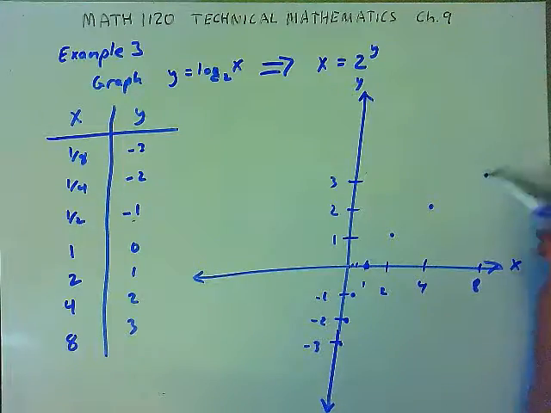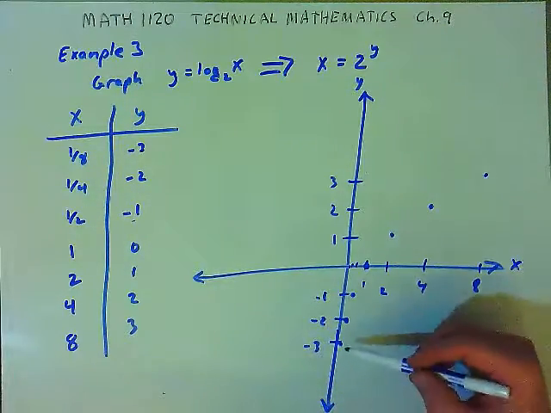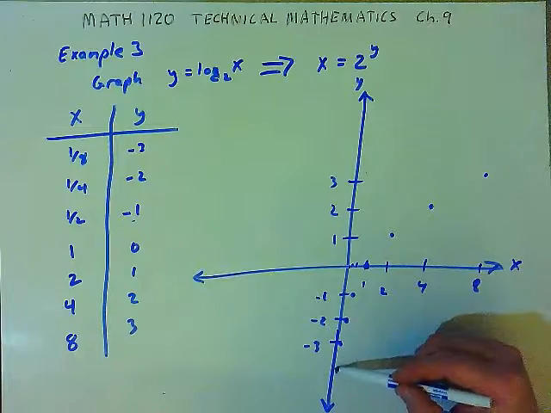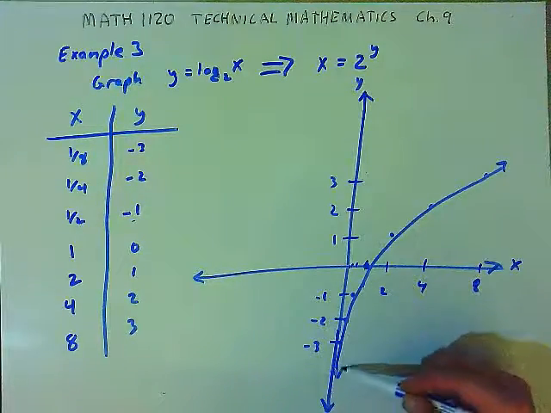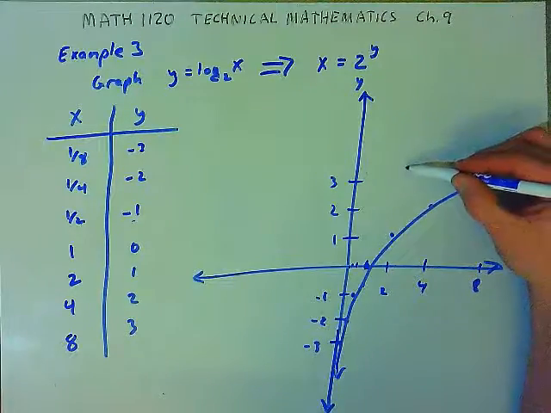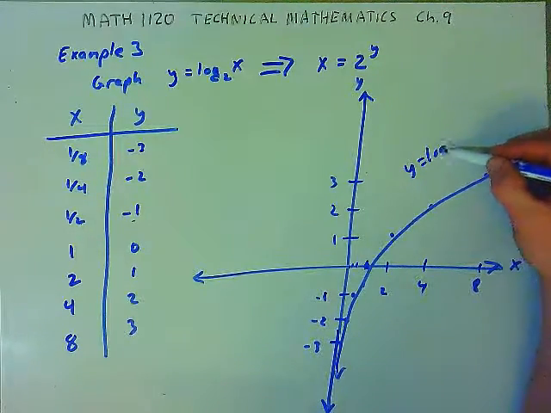So I've just plotted these ordered pairs, and we get a curve that looks something like this. Okay, and this will be the graph of y equals log base 2 of x.